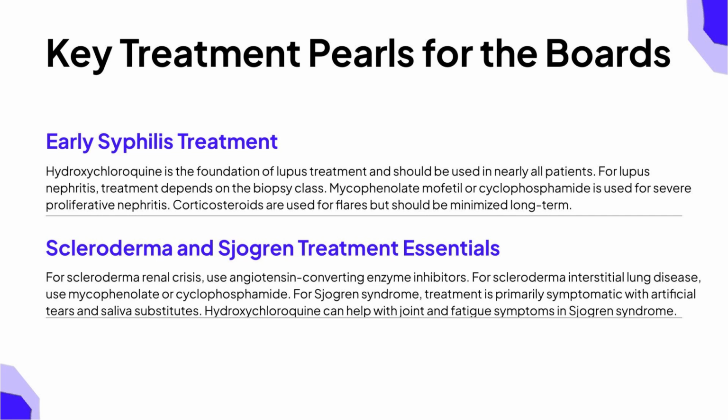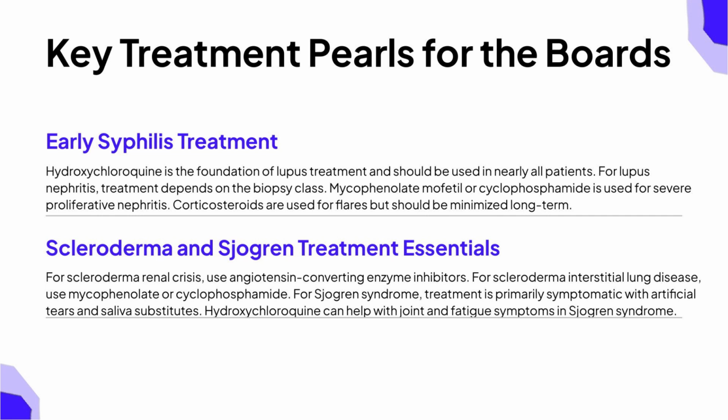Corticosteroids are used for acute flares but should be minimized over time due to side effects. For scleroderma, the treatment you must know is angiotensin-converting enzyme inhibitors for renal crisis. For interstitial lung disease associated with scleroderma, mycophenolate or cyclophosphamide is used.